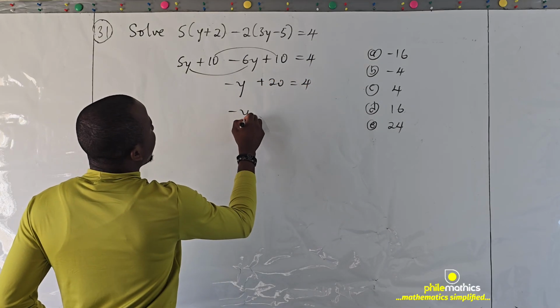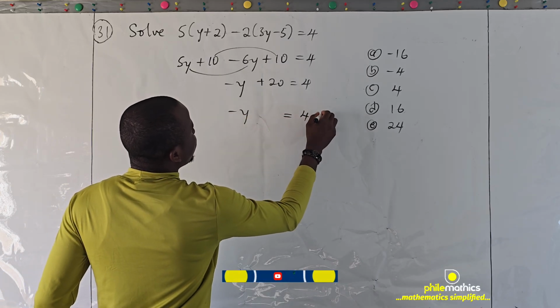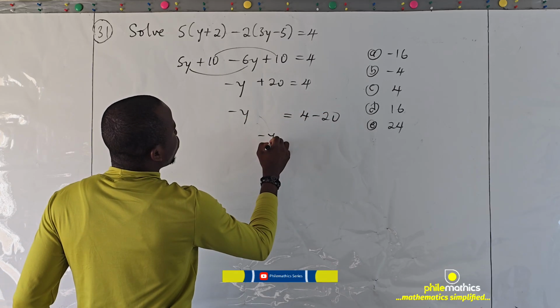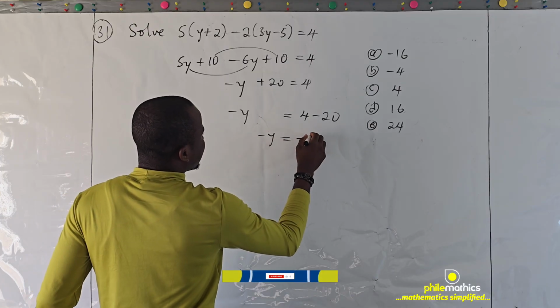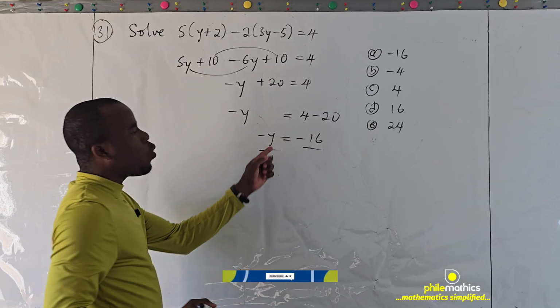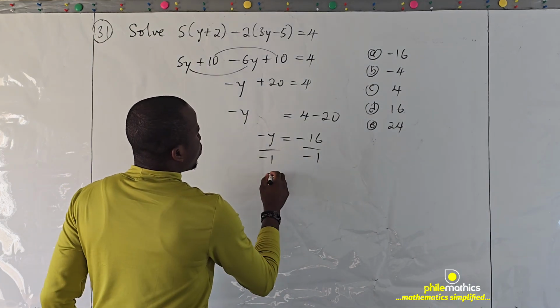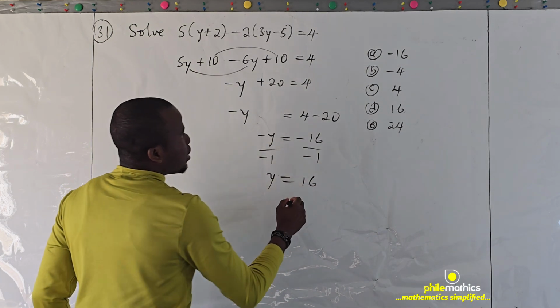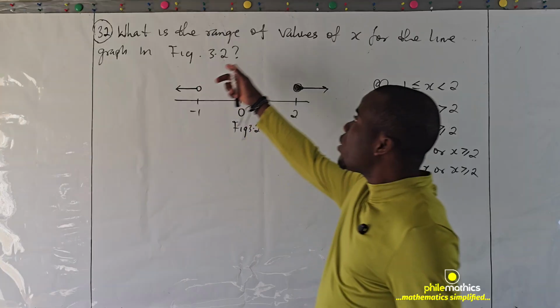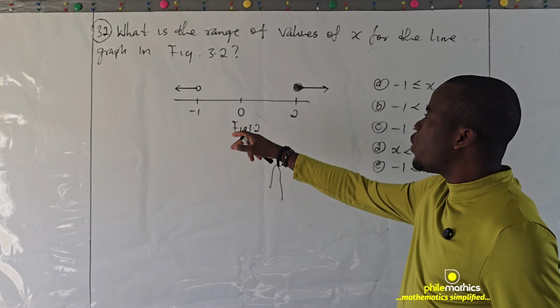And this is minus y. Take 20 to the right hand side, it becomes minus 20. Minus y will become minus 16. Divide both sides by minus 1 because we are looking for y and not minus y. So that will get y to be 16. That's D.